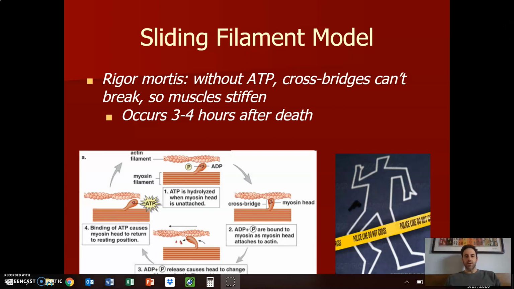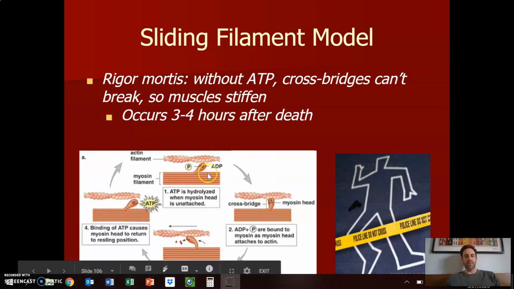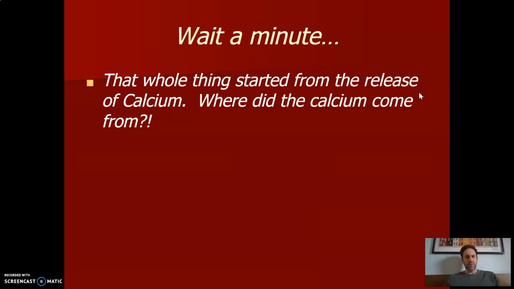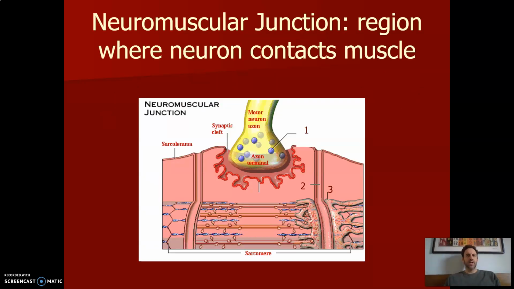Hello. So in part one of this video, we looked at this process of the sliding filament theory and saw how actin and myosin, these proteins within your cells, are able to cause shortening of these sarcomeres and therefore your entire muscle. And you may recall that whole process started with the release, the sudden appearance, I should say, of calcium, which enabled that whole thing to happen. So the question for this next part is, where did that calcium come from? Well, let's figure it out.